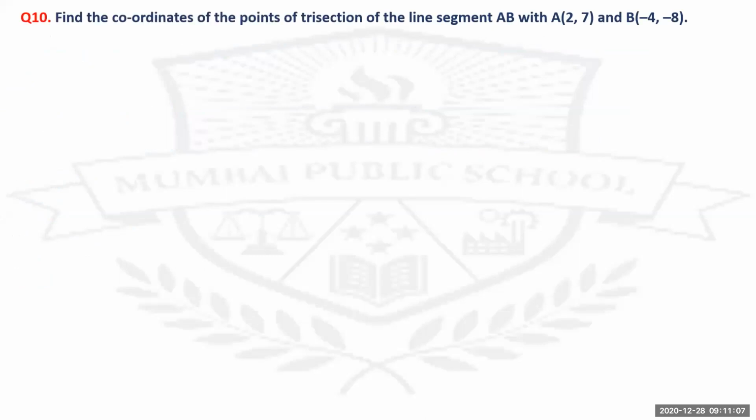Find the coordinates of the points of trisection of line segment AB with A (2, 7) and B (minus 4, 8). Now, what is the meaning of trisection? Tri means 3, section means parts. So your line segment AB is divided into 3 parts. If you look carefully at the figure, AP is the first part, PQ is the second part, and QB is the third part. And all these parts are going to be equal.